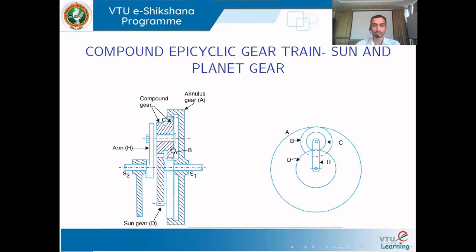So initially in the tabular method we'll consider the arm to be fixed and give one rotation to the sun gear in the positive direction, that is anti-clockwise. When I give one rotation to the sun gear, the compound gear will rotate in the opposite direction, clockwise. These two gears are meshed, and the compound gear is meshing with an internal teeth gear, that is the annular gear. So whatever the direction of the compound gear, the annular gear will have the same direction of rotation. So if the sun gear rotates in anti-clockwise direction, both the compound gear and the annular gear will rotate in clockwise direction.